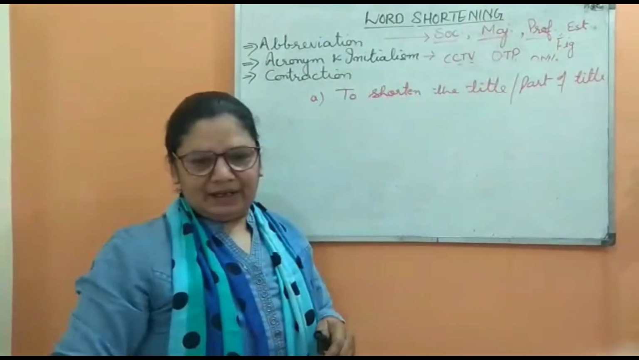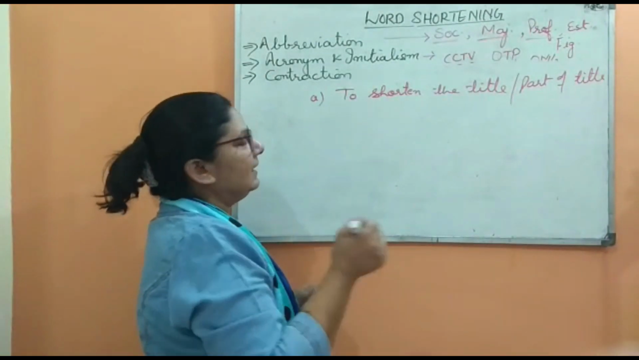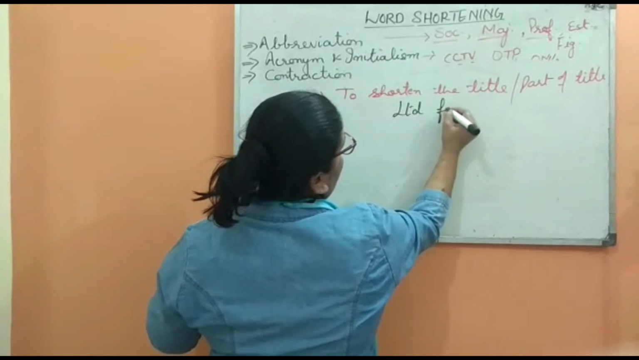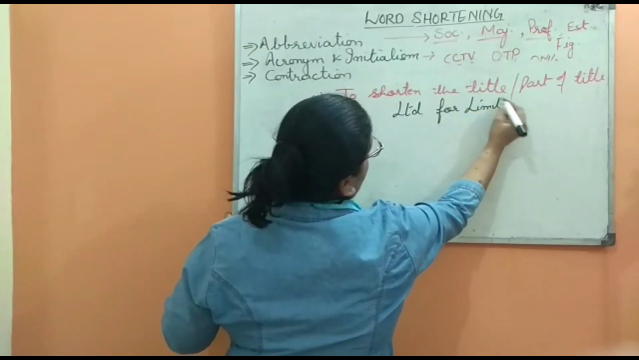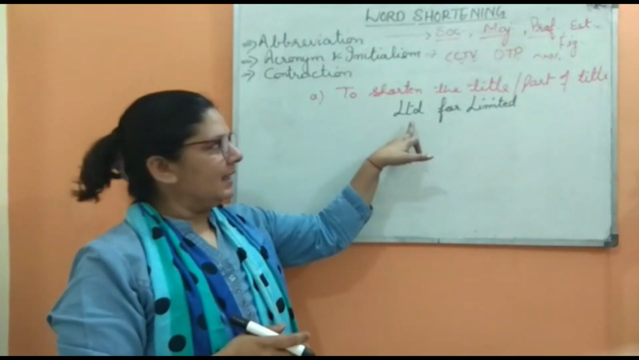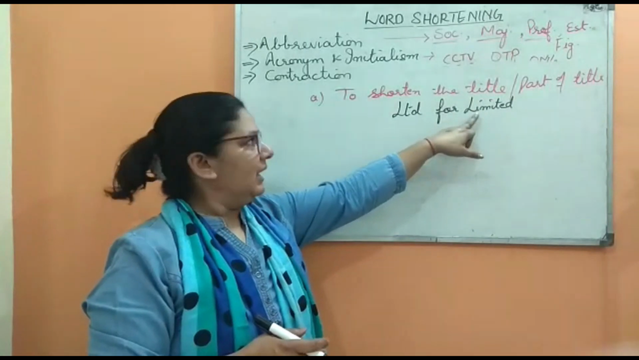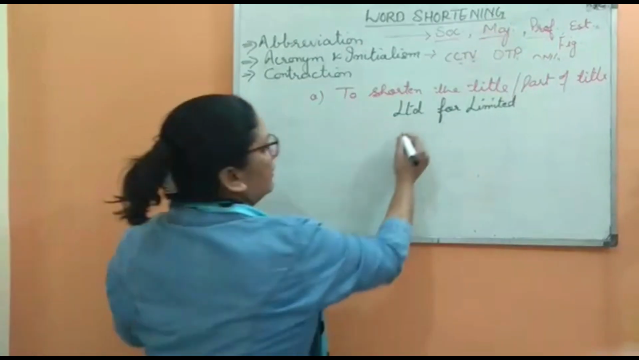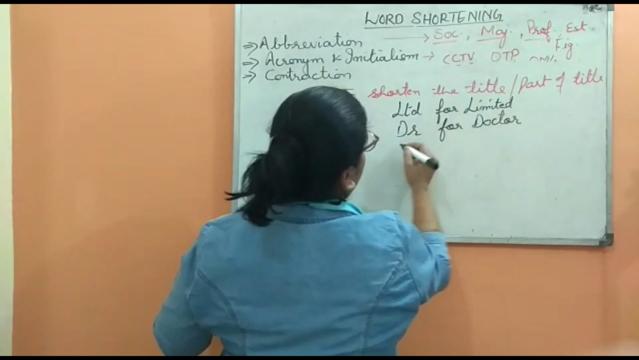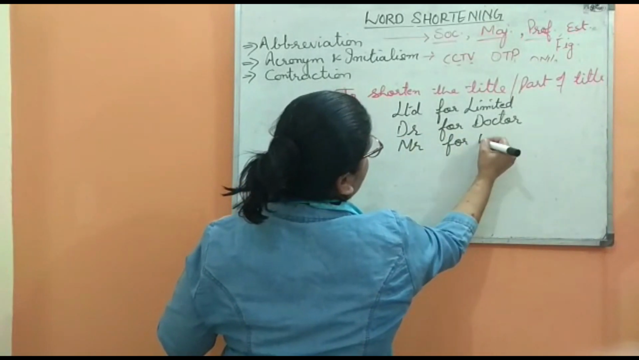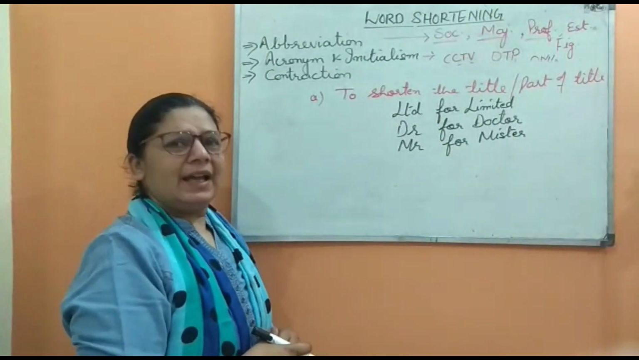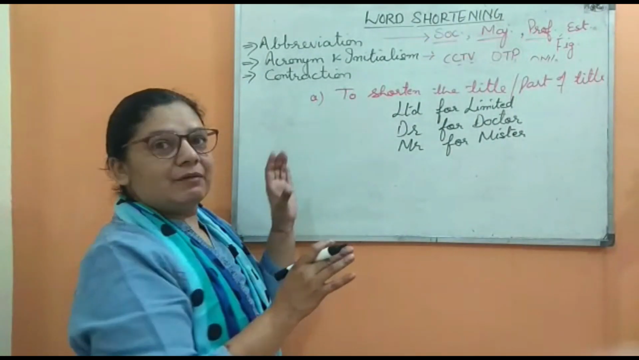Title means any heading when it is given. You must have seen that it is LTD for limited. When we write limited, LTD, it is pronounced the same way as it is written. LTD is limited. DR for doctor, and same would be MR for Mr., and so on. This is the first example. The list is endless, but I am giving you a few examples.